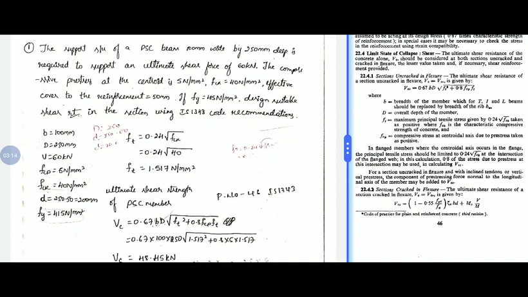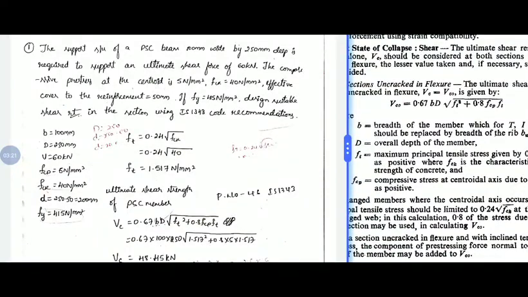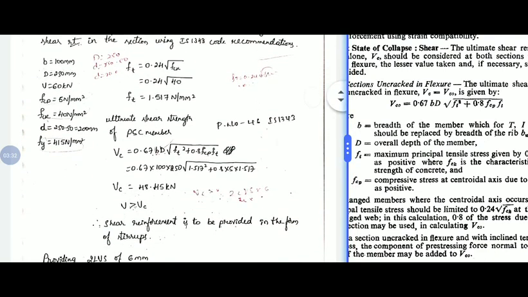So ultimate shear strength of PSC members. Again on the same page you have the formula. VCO is equal to 0.67 BD square root of Ft square plus 0.8 FCP Ft. So substituting all the values we will get the VC value, 48.45 kilonewton. So this is the shear strength of the member that we have, but the shear force it needs to carry is 60 kilonewton. So the capacity of the member is 48.45 kilonewton and the capacity required is 60 kilonewton. So to increase the capacity we need to provide shear reinforcement. Therefore shear reinforcement is to be provided in the form of stirrups.